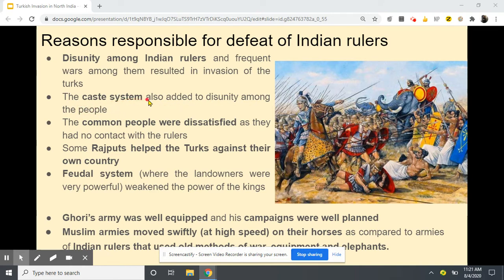The next important reason is the caste system, which added to disunity amongst the people. As we have studied earlier, the Brahmins and the Kshatriyas considered themselves superior to other castes, the Vaishyas and the Shudras. There was discrimination amongst the people on the basis of caste. So as a result, the common people were not united.